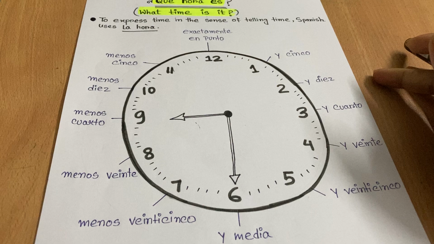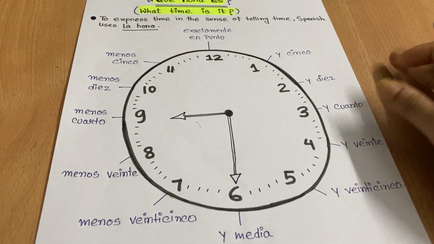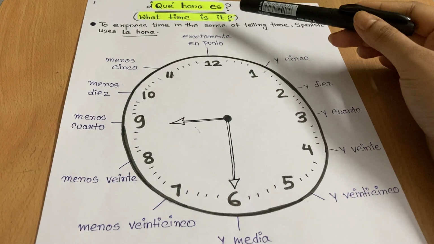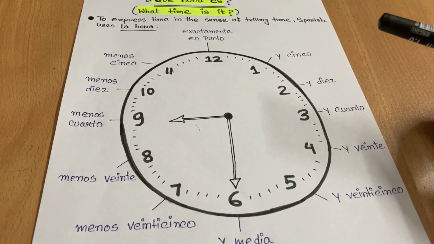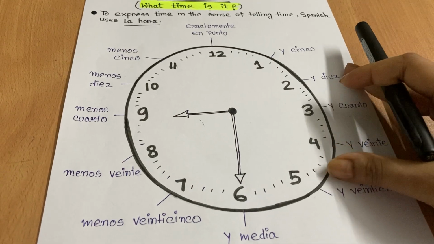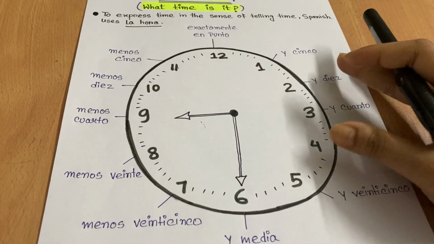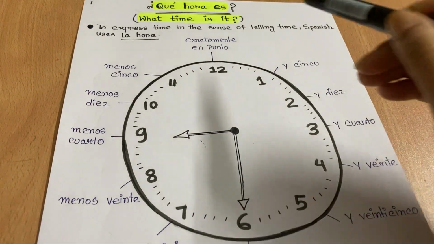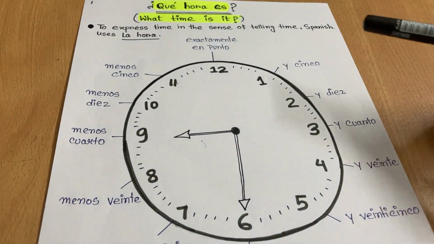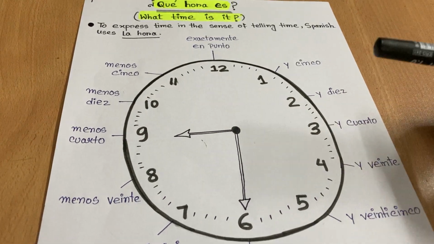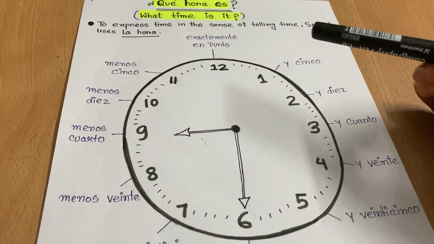Today I am going to teach you all the time in Spanish. ¿Qué hora es? ¿Qué hora es? That means what time is it? So before starting, please remember that to express time in Spanish, in the sense of telling time, Spanish uses la hora. This particular word, hora, is a feminine word, la hora.